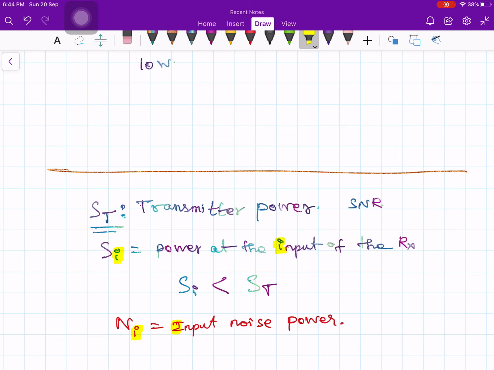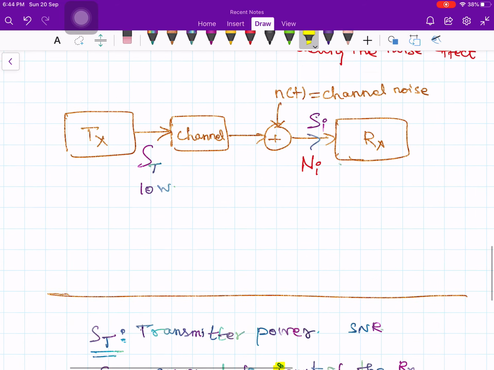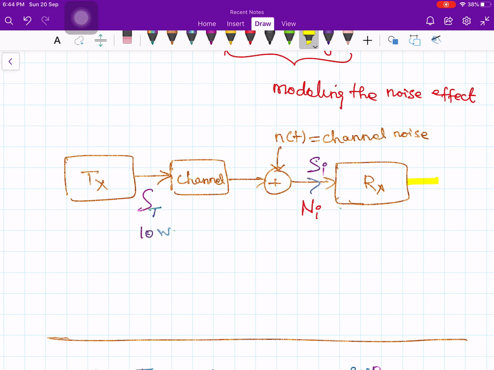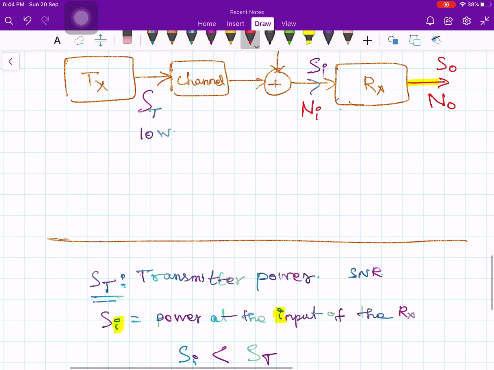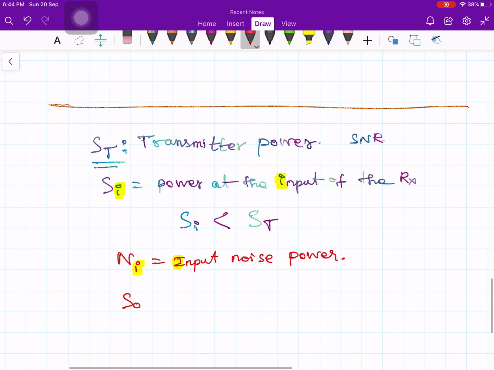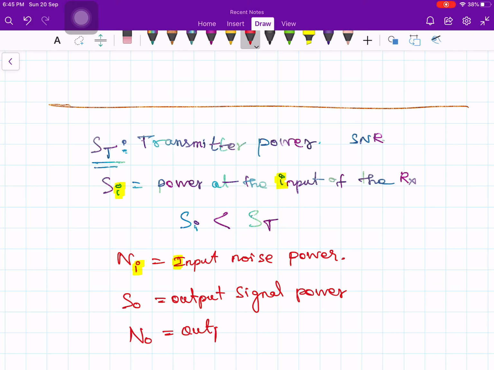The signal power at the output of the receiver is S0. See, this is my receiver. At the output my signal power is S0 and my noise power is N0. S0 is the output signal power and N0 is the output noise power. And again this O indicates output. The subscript O indicates output.